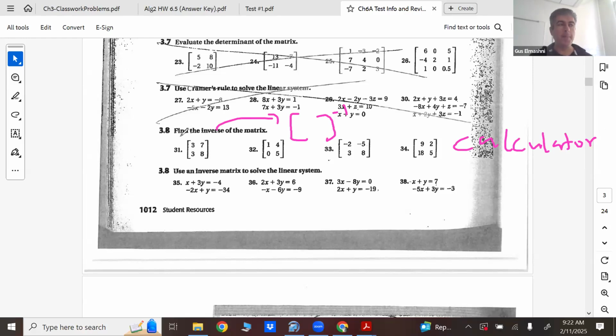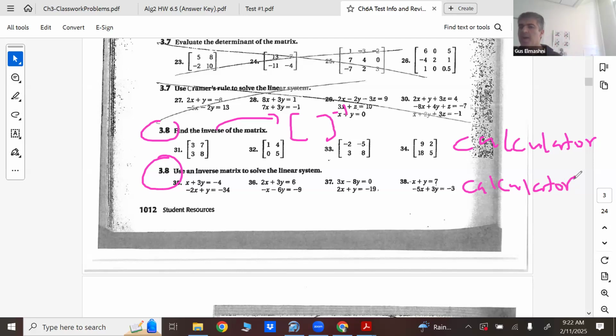But then it's a weird number. Yeah, exactly. And then you multiply it by the other matrix, right? Yeah, correct, yes, that's all I'm saying. I'm not going to ask you to just find the inverse straight up. It's just going to be part of solving a matrix equation. So, okay.